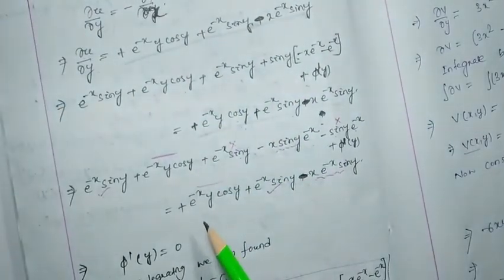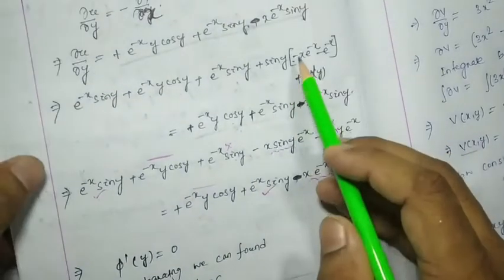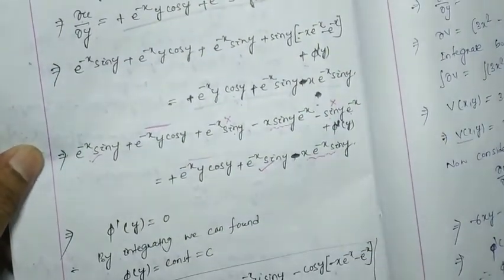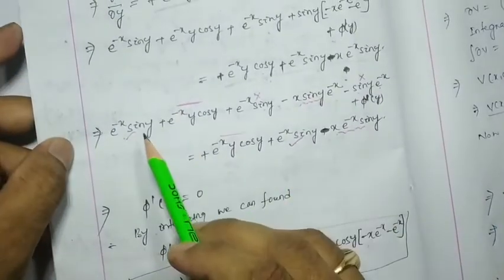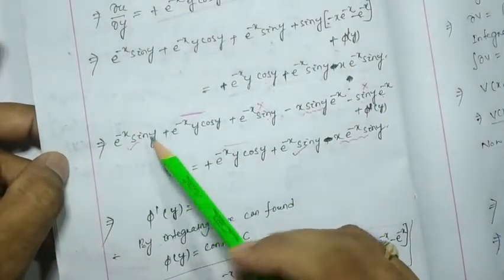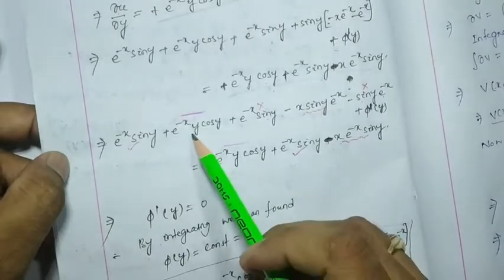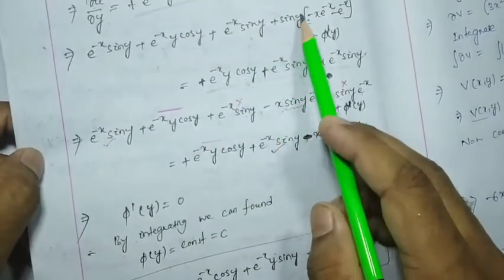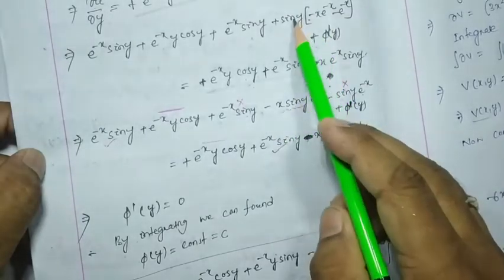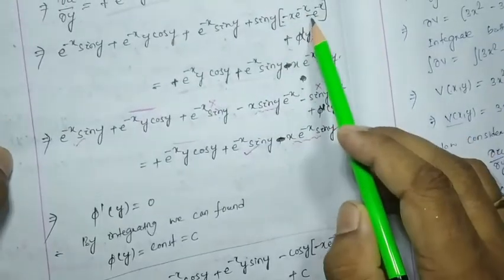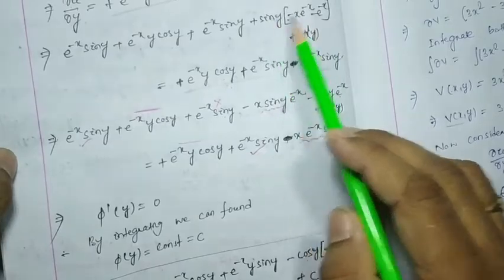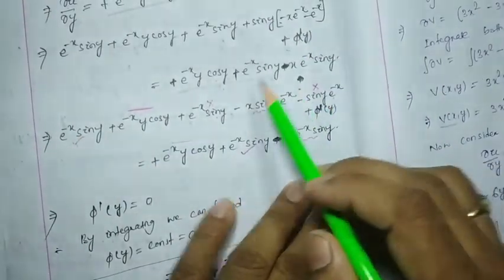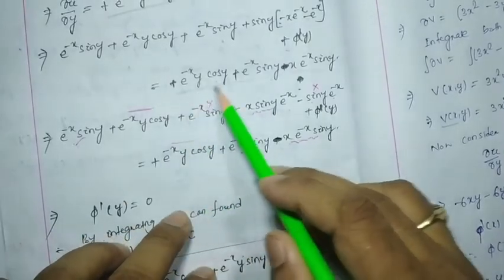Okay, so I am going to open this bracket and rewrite. Then what we get is e to the minus x sin y, e to the minus x y cos y plus e to the minus x sin y, this will be minus x sin y e to the minus x, this will be minus sin y e to the minus x, then plus phi dash y is equal to this much.